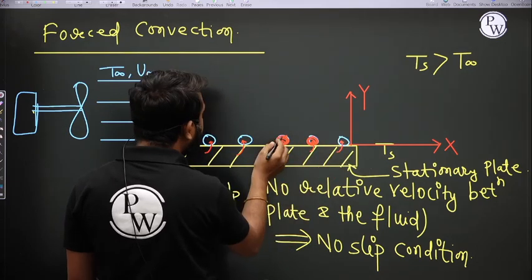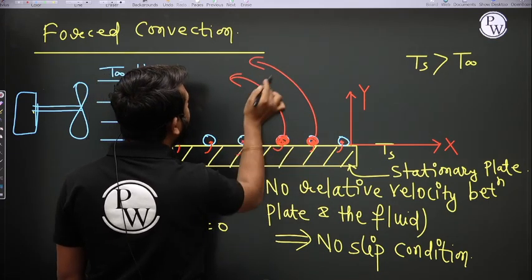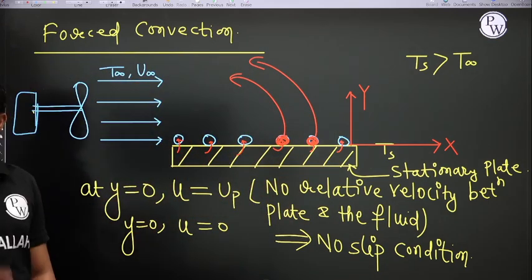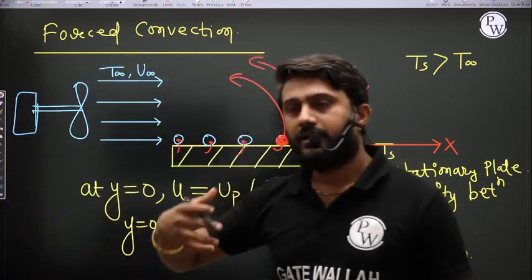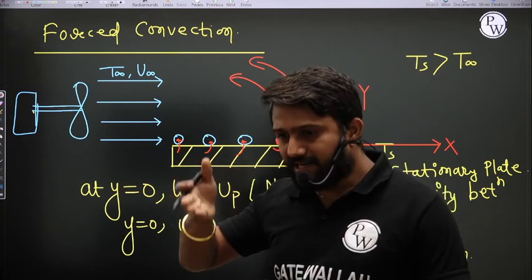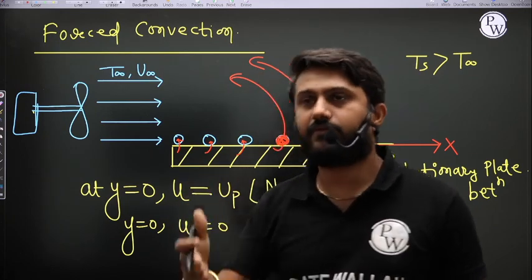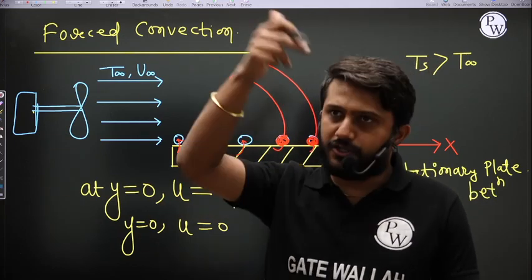At the same time, some particles are moving upward also, because of that density difference. So in the mixed convection, an external agent is there. Because of that external agent, the fluid particles are moving forward. Some particles are moving upward also, right?